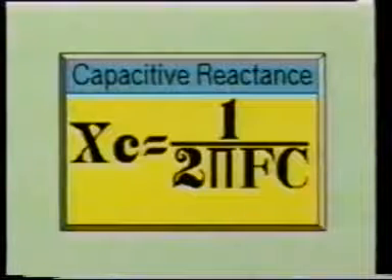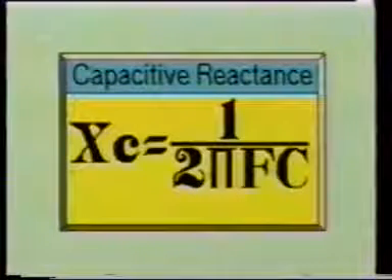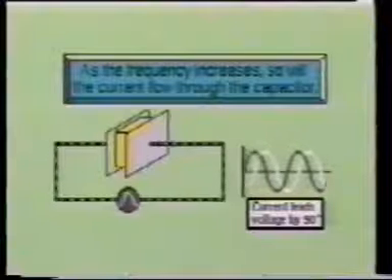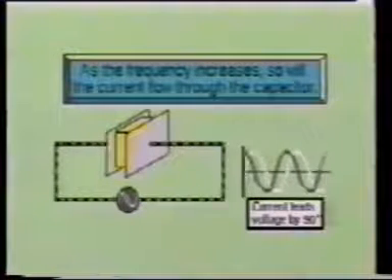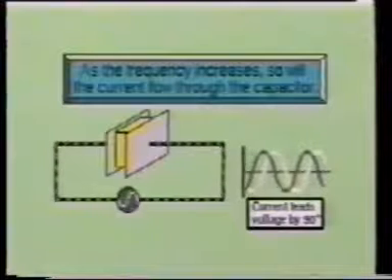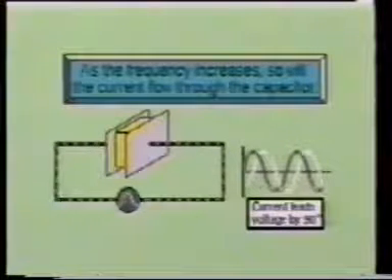At high frequencies, the charging and discharging of the capacitor takes place very rapidly, and the capacitor will pass a large current. In an AC circuit containing a series pass capacitor, the current and voltage may be 90 degrees out of phase. The current will lead the voltage by 90 degrees.